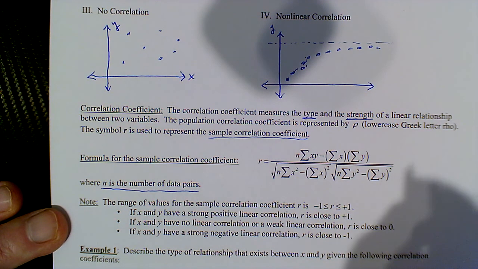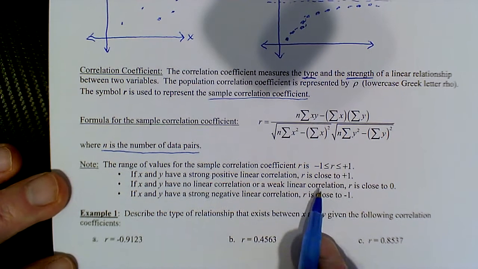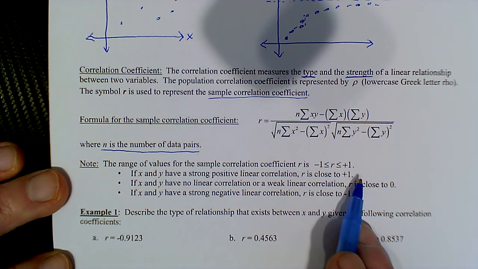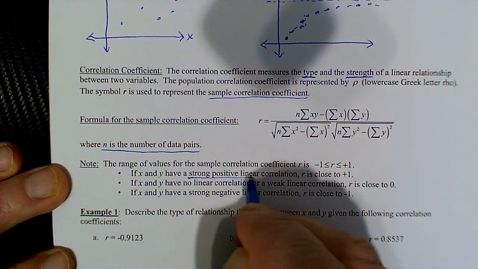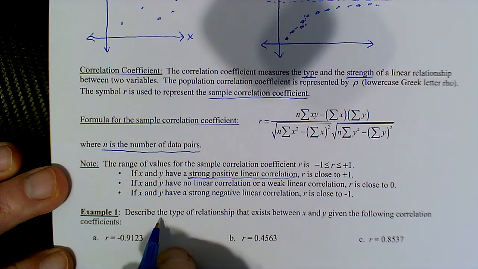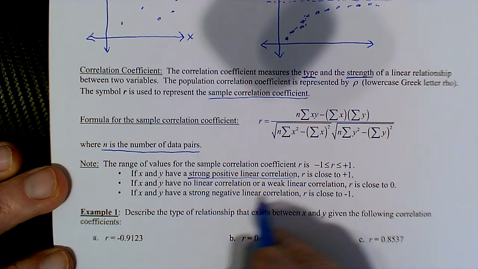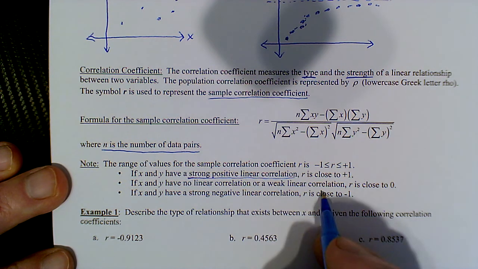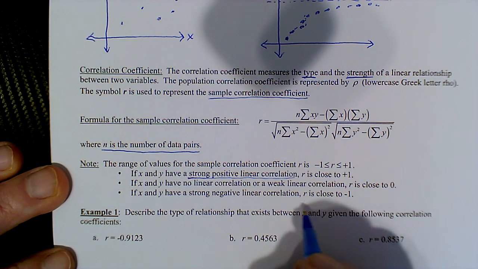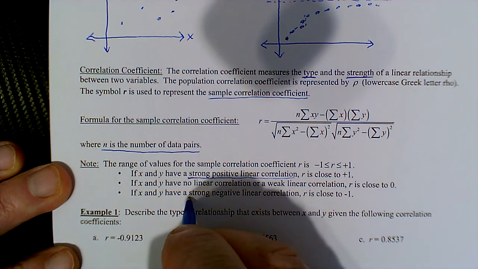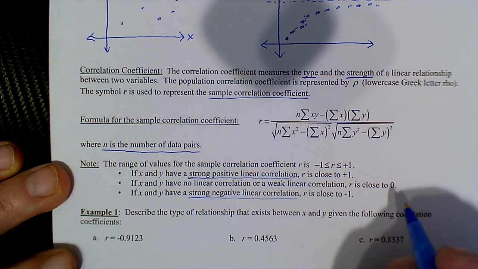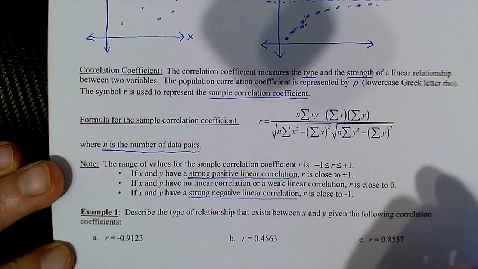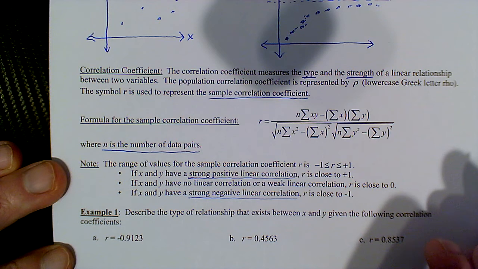And the range of values is always between -1 and 1. And if it's close to +1, there's a strong positive linear correlation. If it's close to 0, we say there's no linear correlation, or it's very weak. And if it's close to -1, there's a strong negative. Usually about 0.8 or -0.8 is the region we say that the correlation is strong.